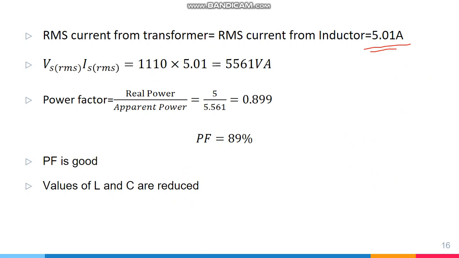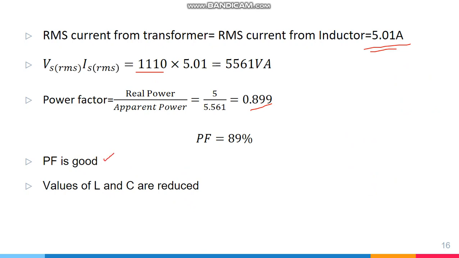VS RMS is known. We have calculated this in inductive filtering. So the power factor is 0.899. Power factor is 89.9%, slightly lower than in the case of inductive filtering, but much higher than capacitive filtering. So our power factor is good.